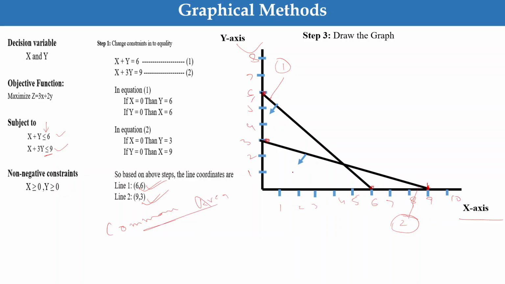Common area for these lines. Now, how will you find the common area? Now we have area 1, we have area 2, we have area 3, right? And 1, right? 1, 2, and 3.